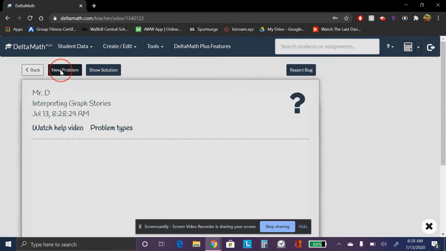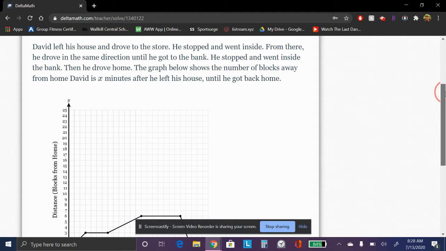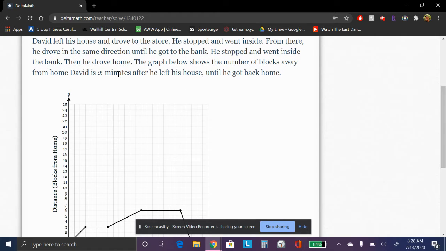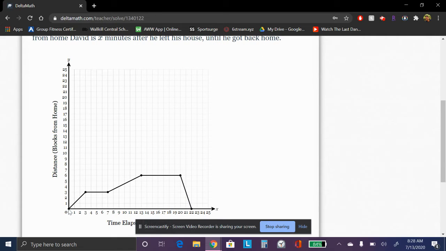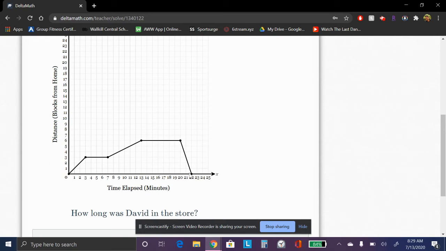All right, let's look at another one. David left his house and drove to the store. He stopped and went inside. From there, he drove in the same direction until he got to the bank. Stopped and went to the bank, then he drove home. The graph shows the number of blocks away from home David is x minutes after he left the house until he got back home. So here he goes, leaves the house, goes to the store, stops there, no further from the store, then goes to the bank, is there for a number of minutes, then goes back home.